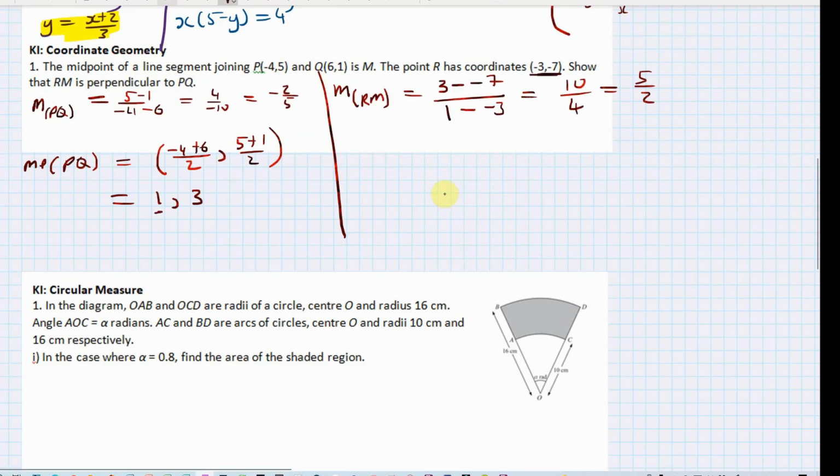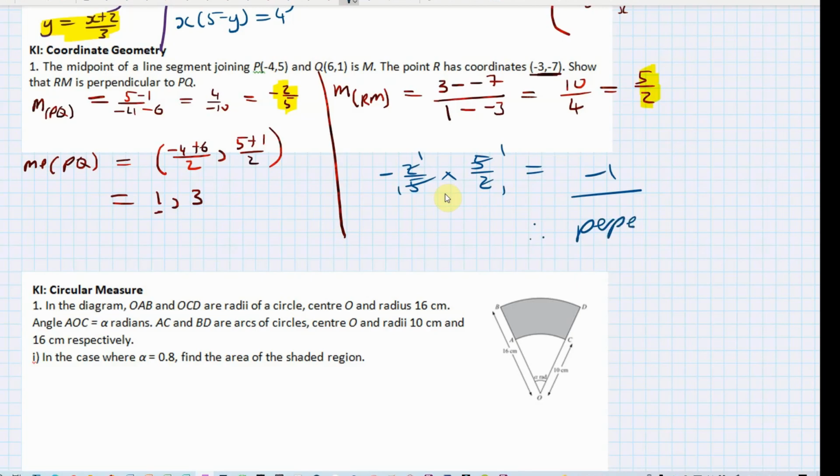Now, how do we know whether these are perpendicular? Well, let's go -2 over 5 multiplied by 5 over 2 equals -1. Therefore, perpendicular.